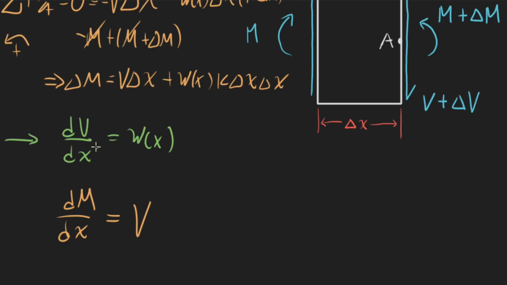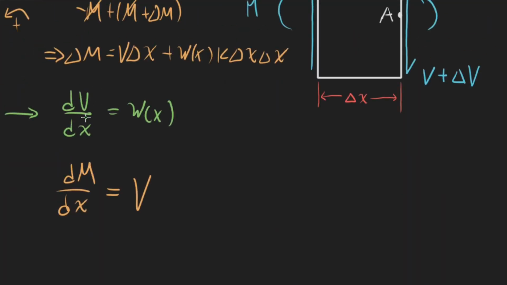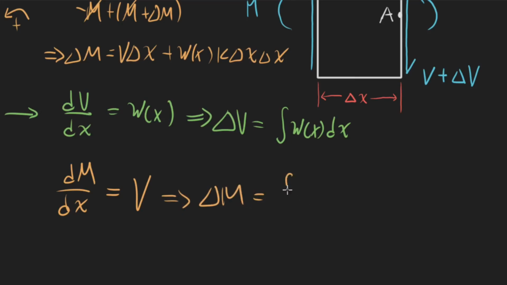So now look at what we're saying. We're saying that the change of shear with respect to x is equal to this loading. And so the change in shear force, delta V, is going to equal the integral of our w of x dx. And then we can also do the same thing here, right? The change in the internal moment equals the integral of our V dx.